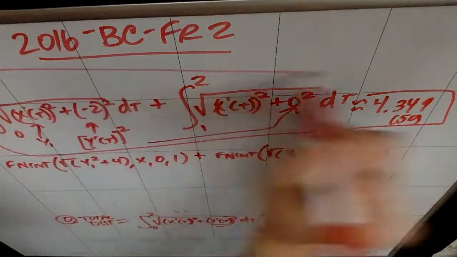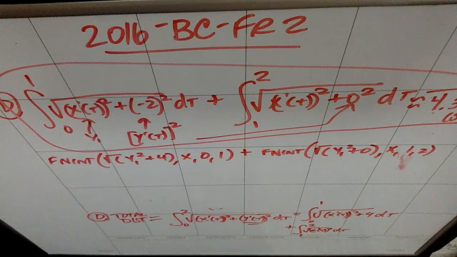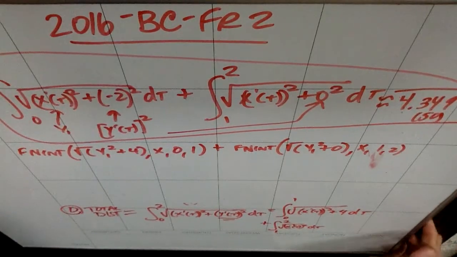So the AP needs to see this. They don't care about the notation stuff that you use in the calculator, but if you don't understand how to put it in a calculator, then you're going to have a problem. So that's my answer.